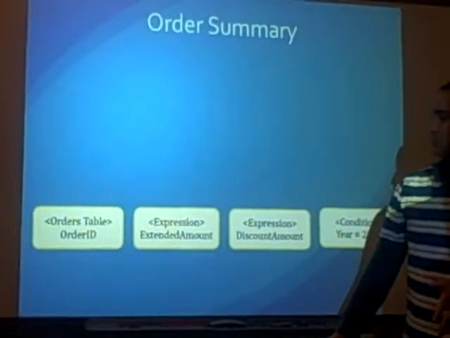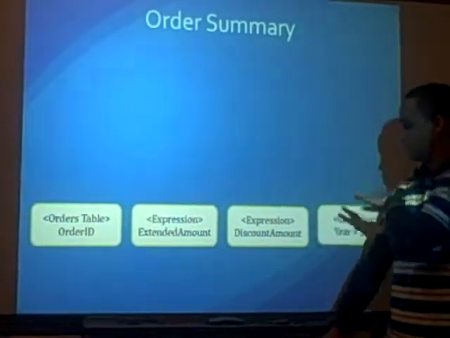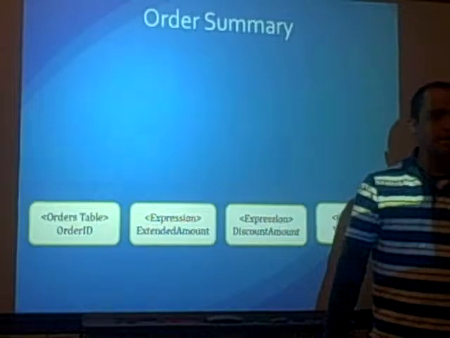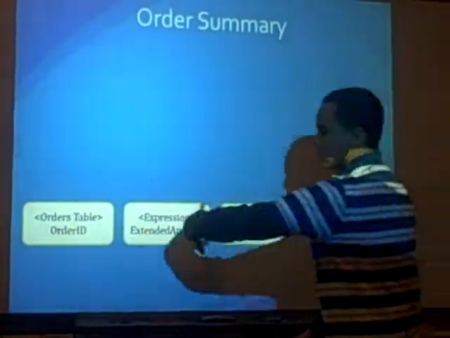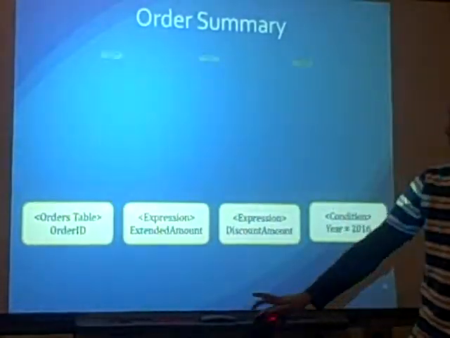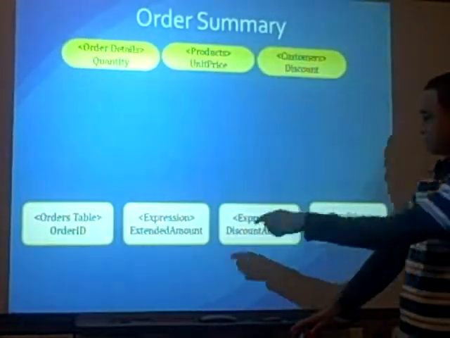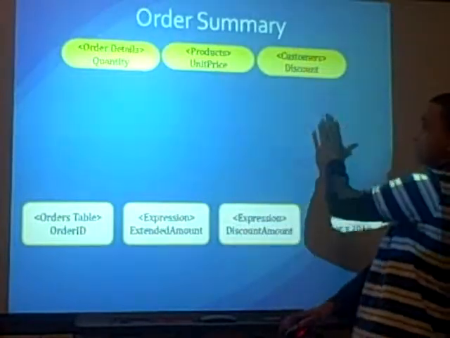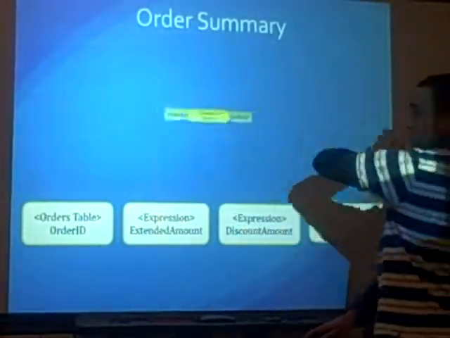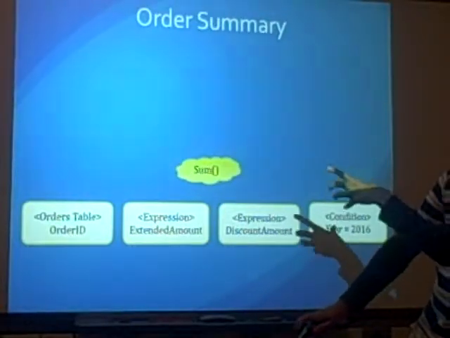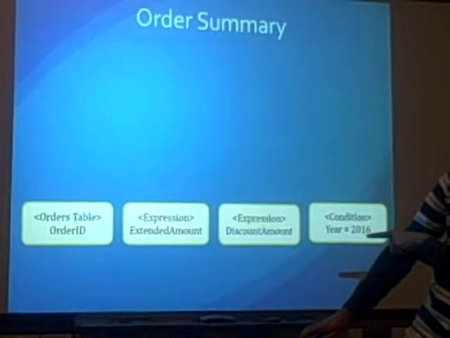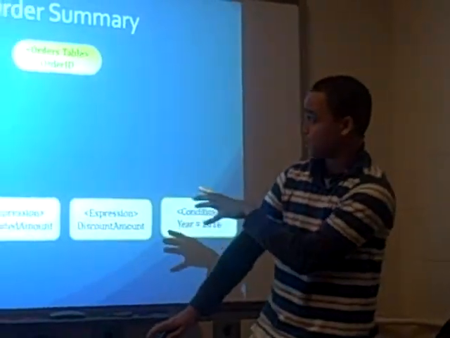Then I'm going to talk about the order summary. This query does exactly the same as the last query, but in this case, it's going to do a group by order ID. First, we multiply the discount amount, quantity by unit price by discount. Then the calculation. We summarize everything, and that goes to the discount amount field. Then the order ID.